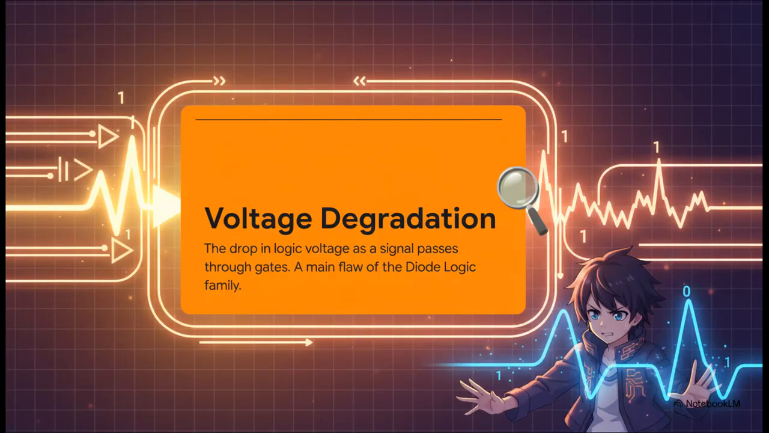This effect has a name, and you need to burn it into your brain: voltage degradation. It is the single fatal flaw of diode logic. There is no amplification in the circuit, nothing to boost the signal back up. Every gate it passes through just saps a little more life out of it, until eventually your logic 1 looks an awful lot like a logic 0, and your whole circuit just stops working.